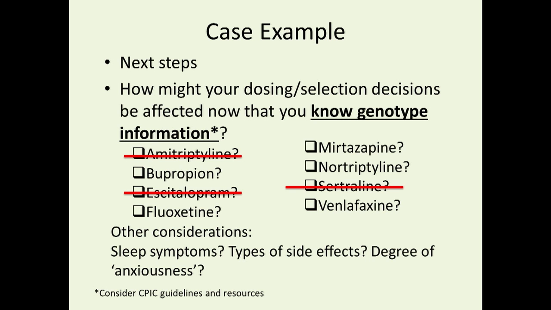And so then that leaves us with, instead of 8 medications, we have 5. And that, in the context of other clinical information, could be used to prioritize one of these remaining medications. Other considerations that might come into play for this type of patient are sleep symptoms, which I mentioned presented early on, the types of side effects the individual obtained from her previous treatments, and the degree of anxiousness. Some of these medications have properties that might be beneficial for sleep.